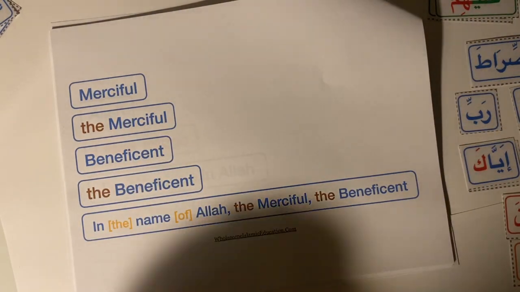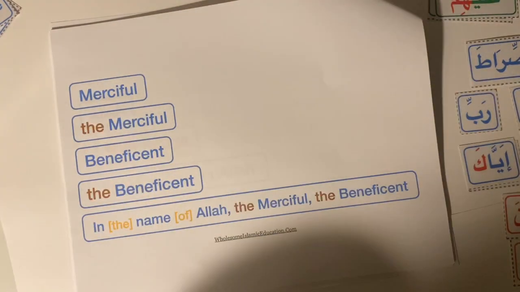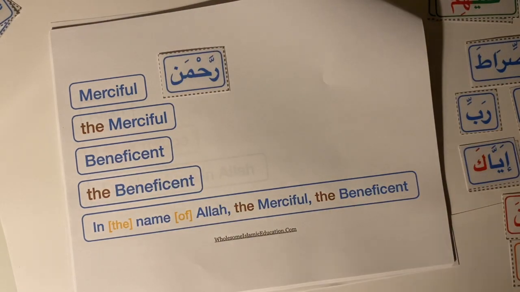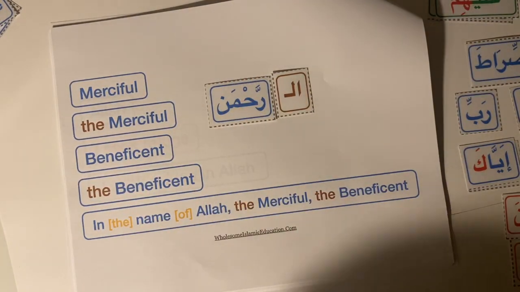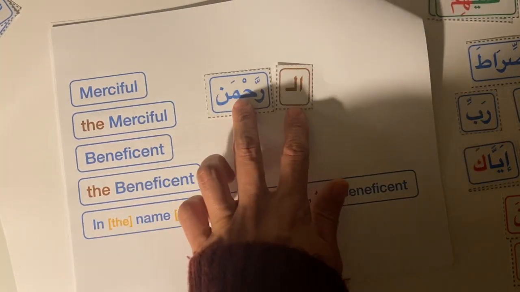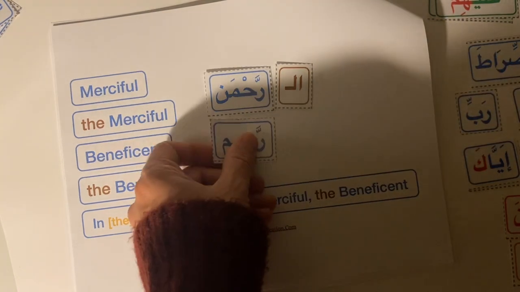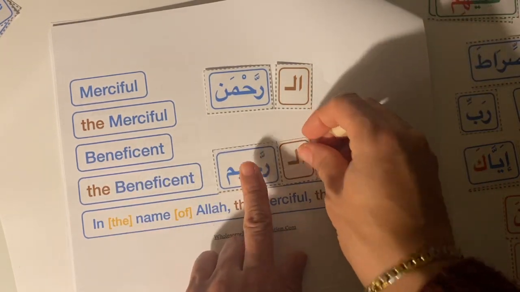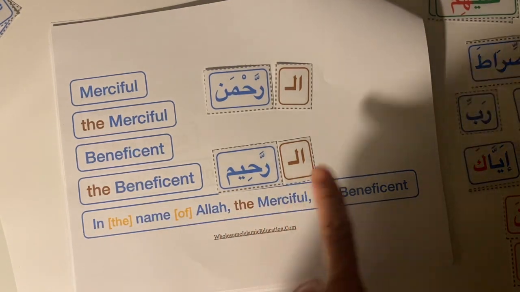Okay, now let's move on to this page. Again, you have to work top down. Merciful. How do I say merciful in Arabic? Rahman. What if I want to say the merciful? So I just have to add al. So it will be Ar-Rahman. What if I want to say beneficent in Arabic? Well, we have to say Rahim. But if I want to say the beneficent, then I have to add al before it, and then it becomes Ar-Rahim.